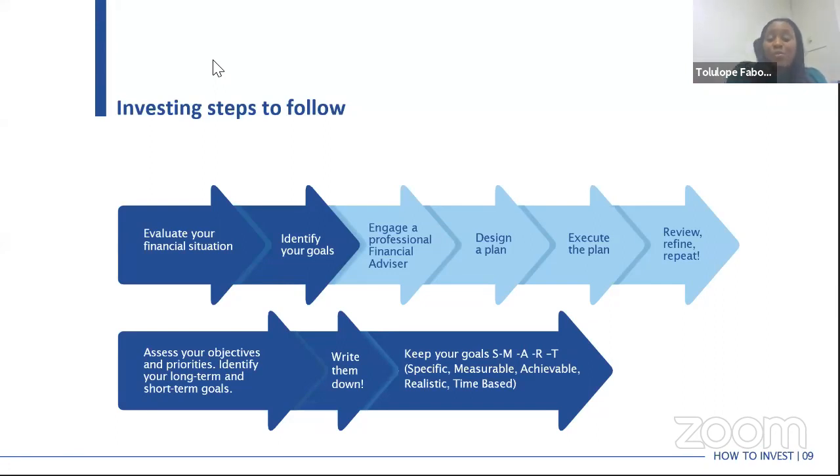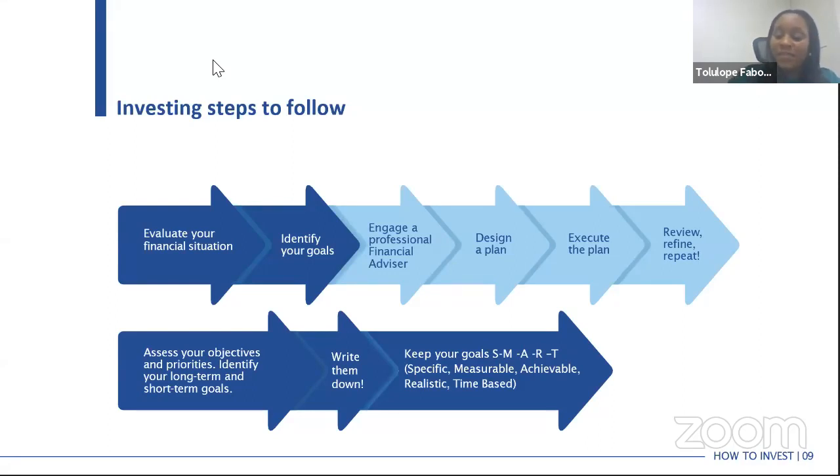So if you don't put a time to it, you probably will just be there saying, okay, I'm going to make it, I'm going to do this, I'm going to do that, and you never achieve it. So it's good to put a time frame to whatever you want to achieve. By so and so time, I should have been here.